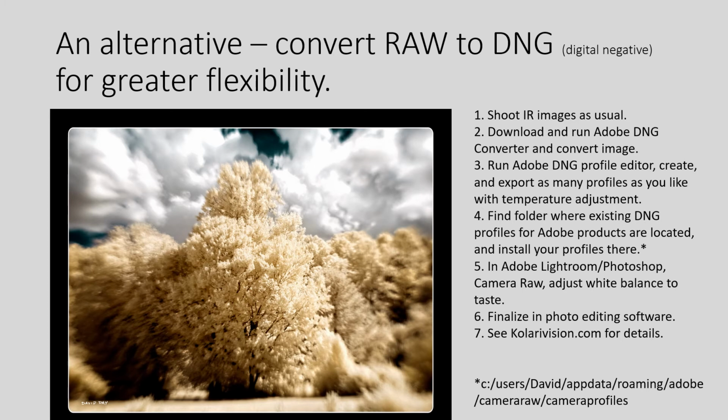DNG format. Next, load the DNG image into Camera Raw, which is part of your image editing software if using Adobe products. Apply the DNG profile and adjust the white balance to taste. From there, you can take the image into your photo editing software and process the image as required. The Kalari Vision website has extensive information on how to do this with links to the needed software downloads, so go there for complete details on this alternative editing process.